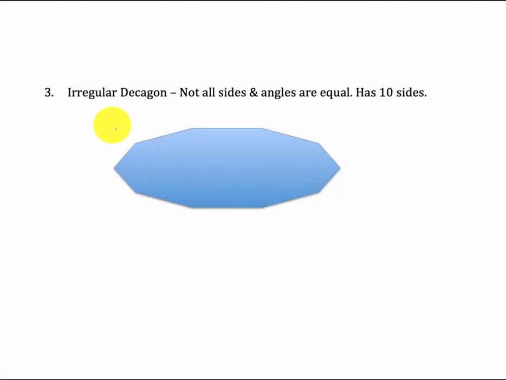Okay, here is the last example. So take a moment, pause the video, and decide what type of a shape this is. Okay, hopefully you came up with this, an irregular decagon.